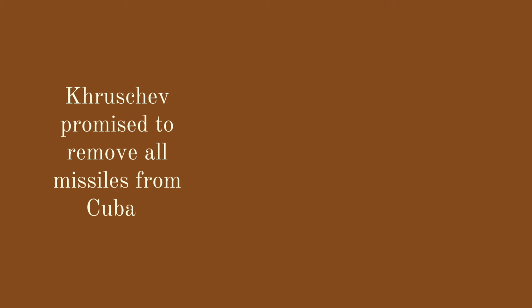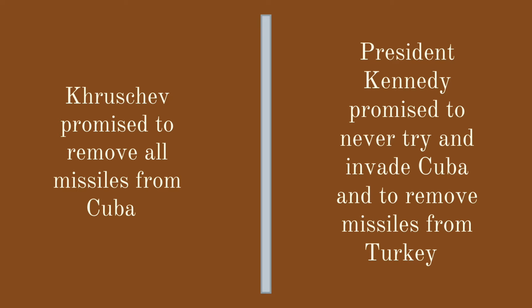Khrushchev promised to remove all missiles from Cuba. President Kennedy promised to never try to invade Cuba and to remove missiles from Turkey because it was so close to the Soviet Union. This was the highest period of tension in the Cold War and the closest that we've ever come to a global nuclear war.